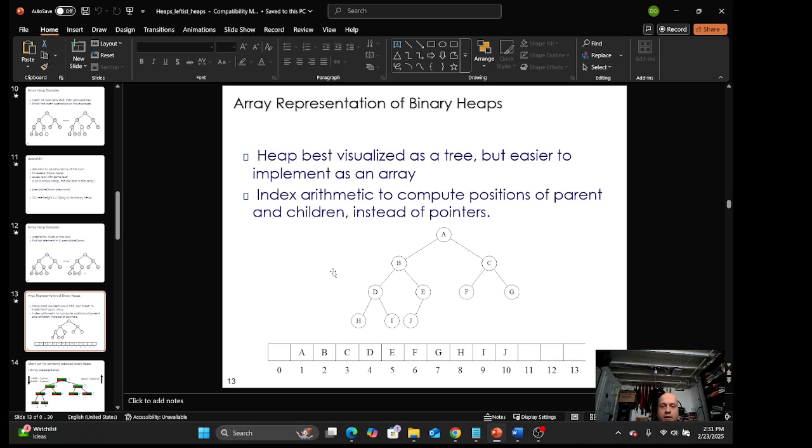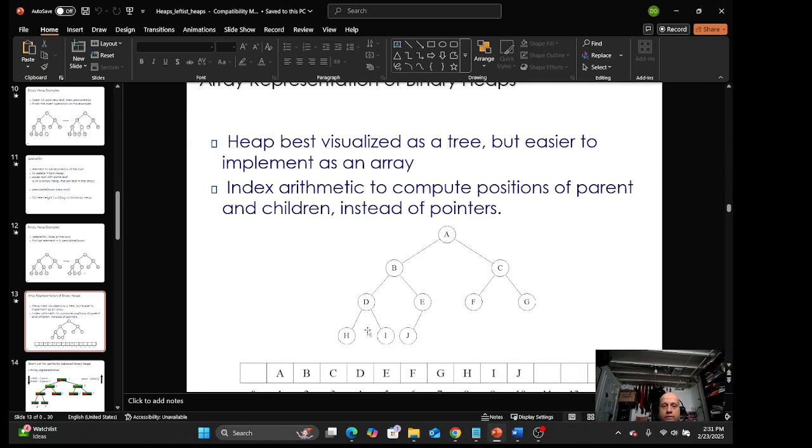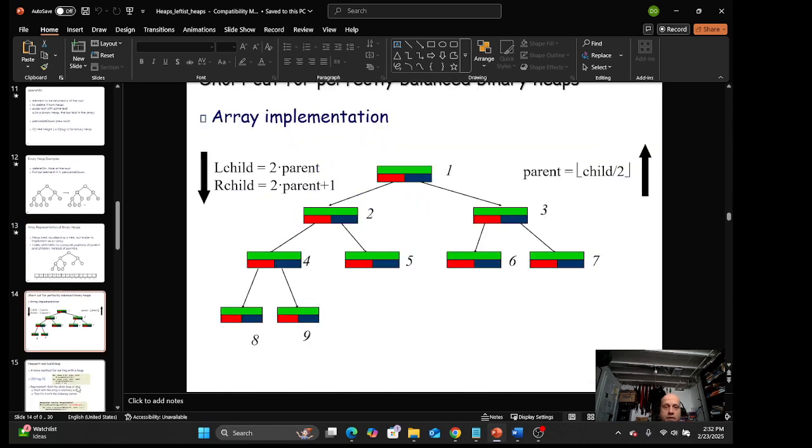So here I can look at A, B, C, D, E, F, G, H, I, J, and they're just numbered appropriately. I know if I'm following the properties of my heap, I'm always going top down, binary tree, left to right, and I don't have odd children in that respect.